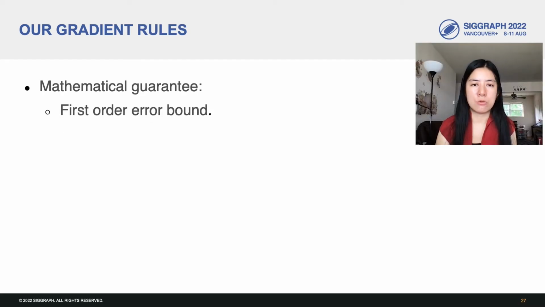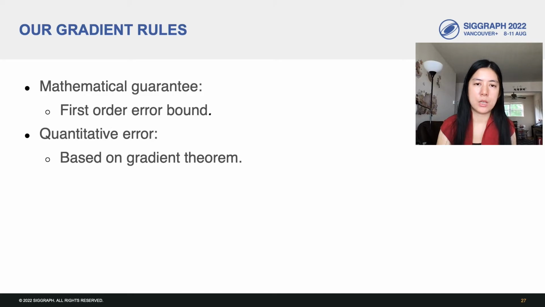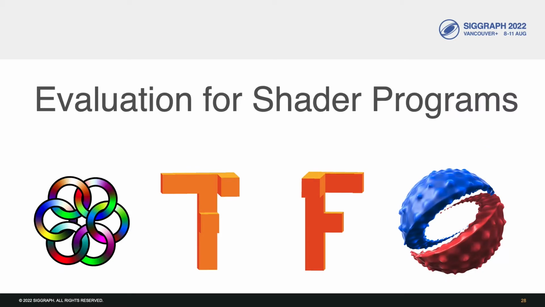For a subset of programs, we are able to prove that our gradient approximation is first-order correct almost everywhere. We also designed a quantitative error metric that evaluates how much the approximation violates the gradient theorem. Please refer to our paper for details. Next, we will use the approximate gradient to explore possible applications in shader programs.